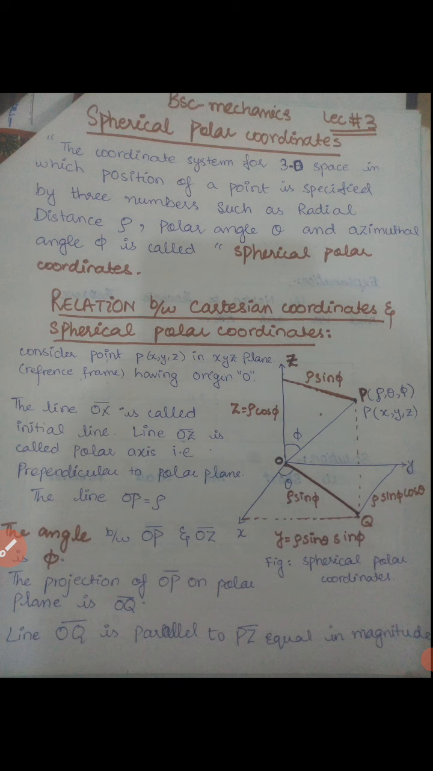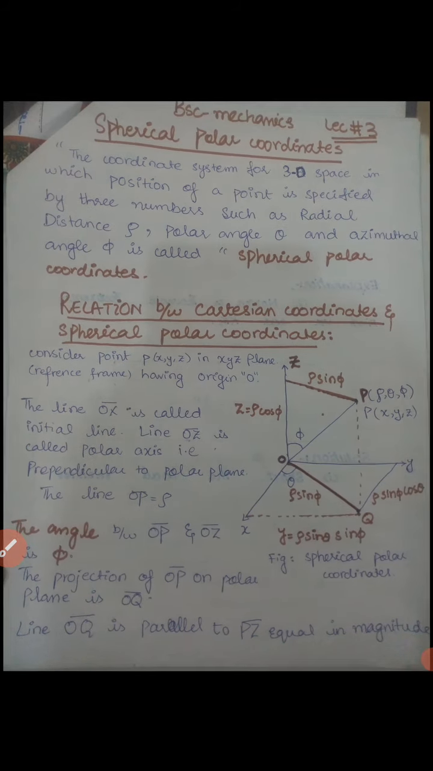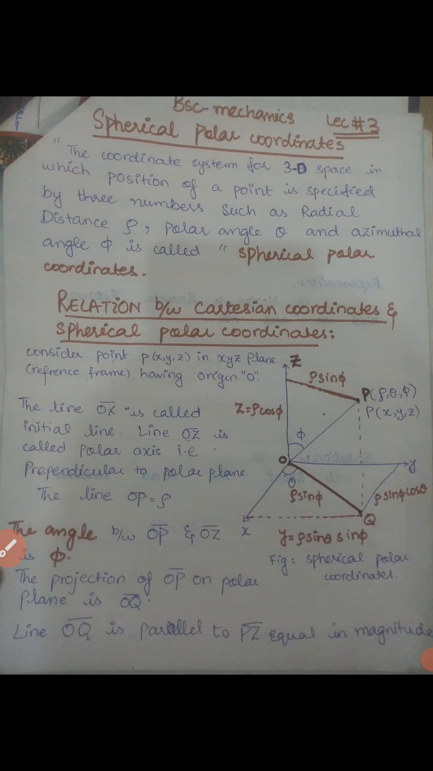Now I will find the relation between the Cartesian coordinates and the spherical polar coordinates. Consider a point P in the XYZ plane. First of all, we will take the XYZ plane as you can see in the figure.